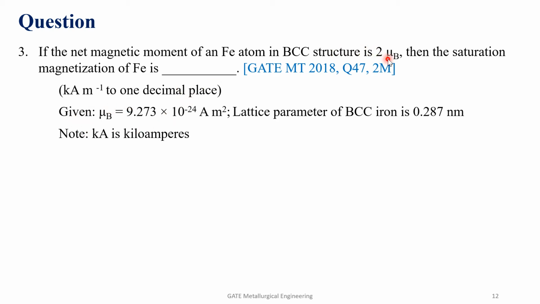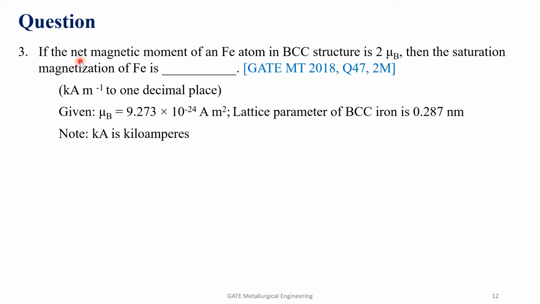And we might be wondering what is the value of mu B. Here mu B is given as 9.273 times 10 power minus 24 ampere meter square. And also the lattice parameter of BCC iron is given as 0.287 nanometer. We might wonder why the lattice parameter is given. Once we define what is meant by net magnetic moment, magnetic moment, saturation magnetization, etc., we will understand why these parameters are given in the question.